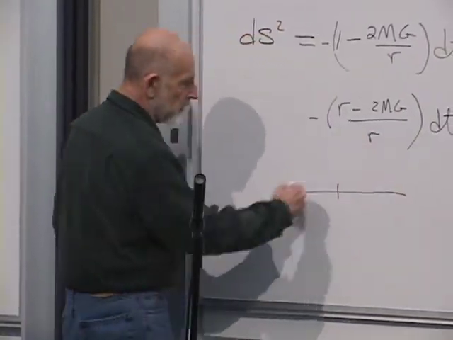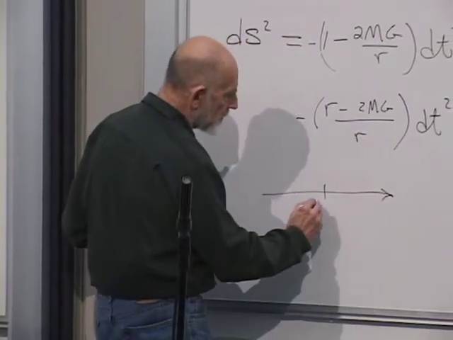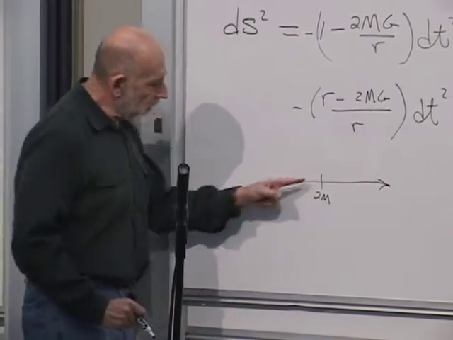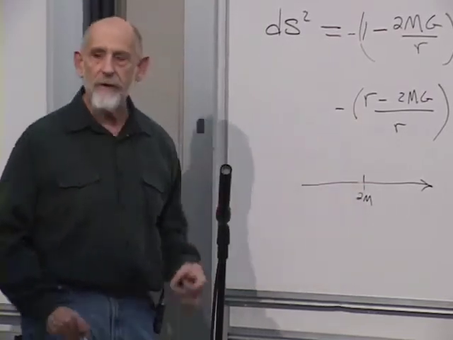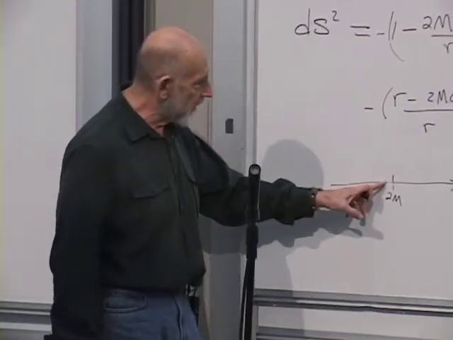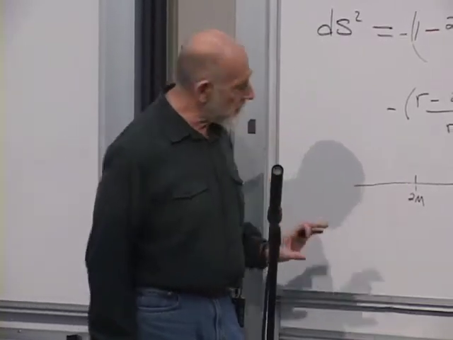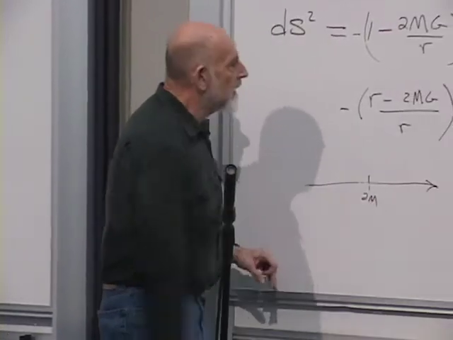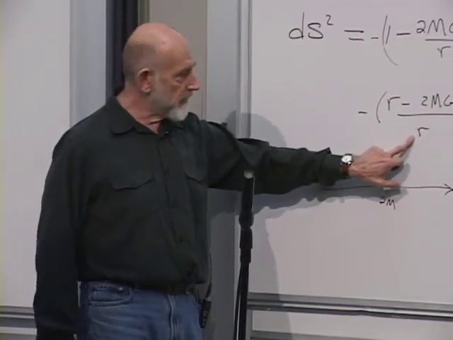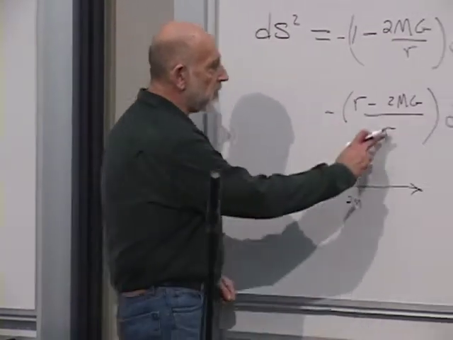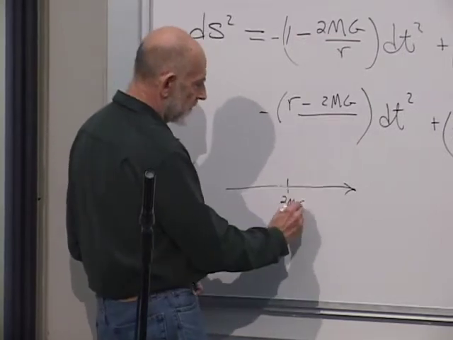Let's suppose here is r equals 2mg. This is the r axis. Here is 2mg. We're going to only be moving a little bit, just to explore the very, very neighborhood of this point. So we're going to make little excursions away from this point. But r is not going to change much. So I'm going to replace r by 2mg.